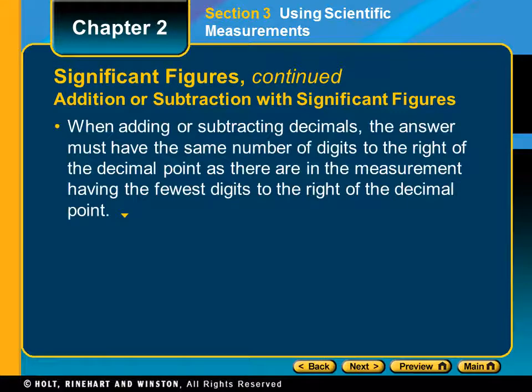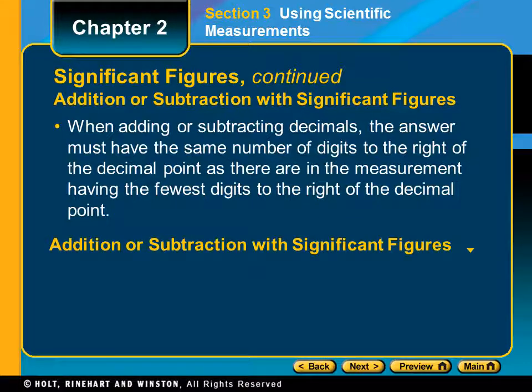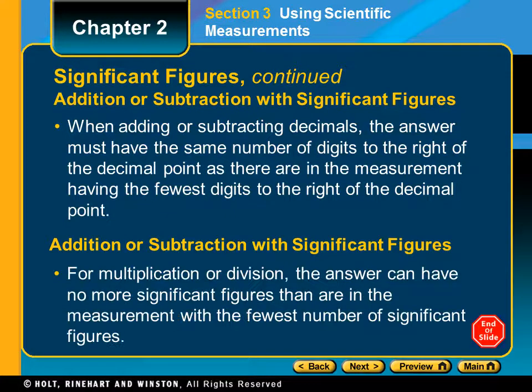All right, how do we do arithmetic or mathematical processes in terms of significant figures? In addition or subtraction, when adding or subtracting decimals, the answer must have the same number of digits to the right of the decimal point as there are in the measurement having the fewest digits to the right of the decimal point. Now, in multiplication and division, the answer can have no more significant figures than are in the measurement with the fewest number of significant figures.